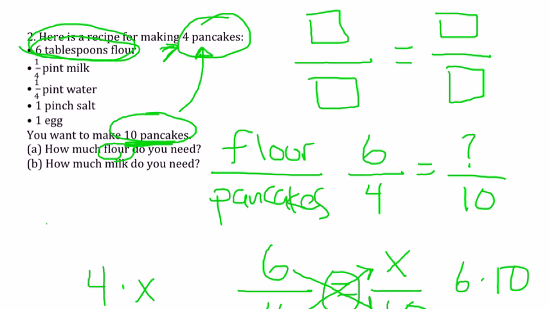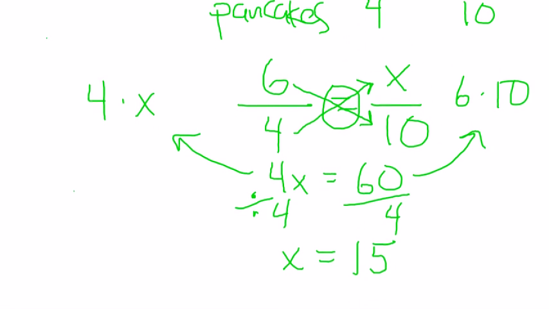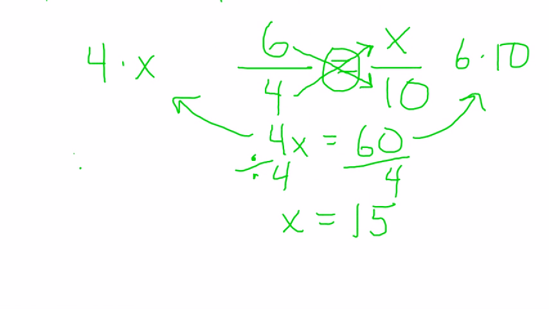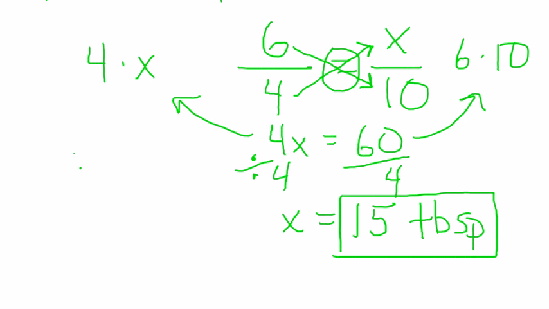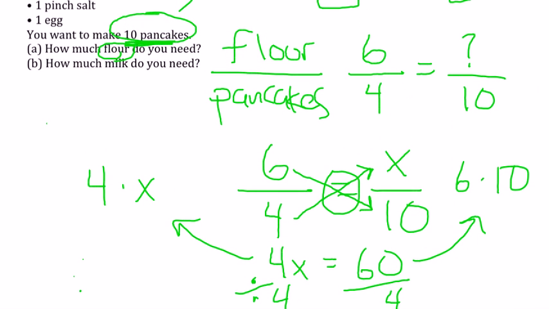So we were back up here. So tablespoons. So in 4 pancakes, I used 6 tablespoons of flour. So if I want to make 10 pancakes, it's going to take 15 tablespoons of flour. And that, guys, that is our new way to solve proportions. So go ahead, let's take a look at B.